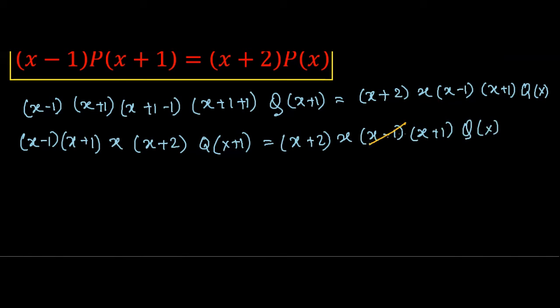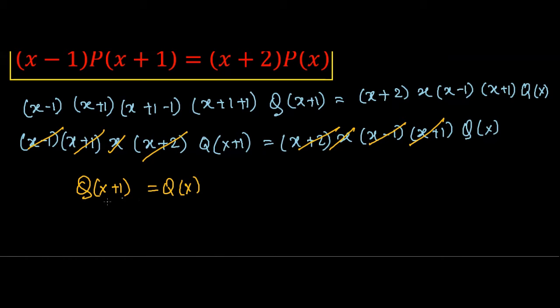Now from here we can cancel x minus 1, x minus 1, x plus 1, x plus 1, x, and x plus 2, and x plus 2. So what is left is q of x plus 1 is equal to q of x. We could cancel these terms because we have already put x equals -2, 1, and -1. We know that p of x is in this form, so we just need to find the relation for the q polynomial.